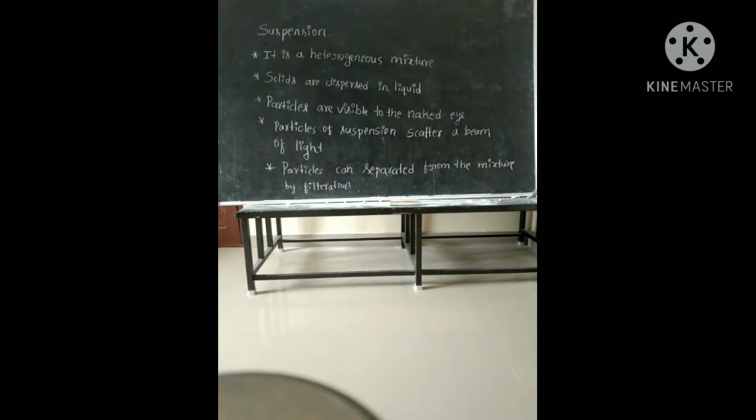A suspension is a heterogeneous mixture in which solute particles do not dissolve but remain suspended throughout the bulk of the medium. This means it is not a homogeneous mixture. The particles of the suspension spread throughout the bulk of the medium. The particles do not dissolve in it. So this type of mixture is known as a suspension.